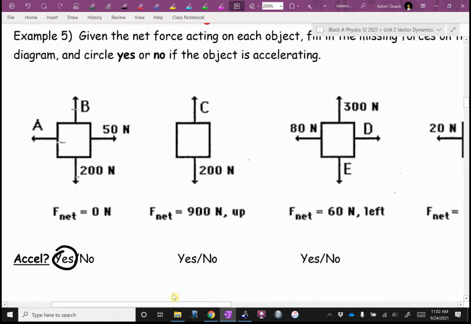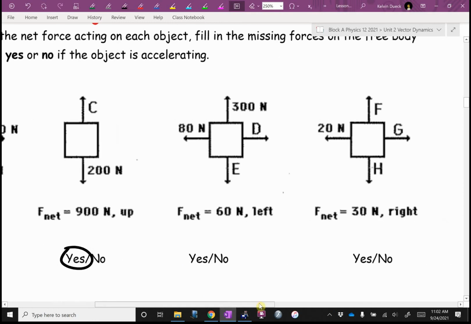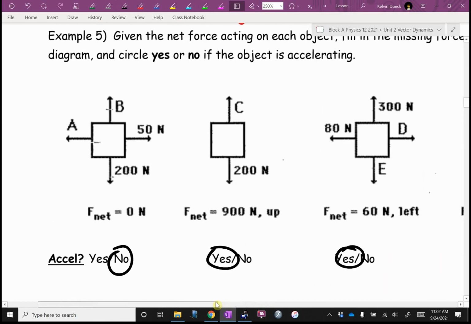What about the second one? Accelerating, yes or no? Sorry, I circled yes. I should have circled no. Here I should circle yes. That's my bad. What about the third one? Got to be accelerating. What about the fourth one? Got to be accelerating. Now let's go fill in the missing forces.